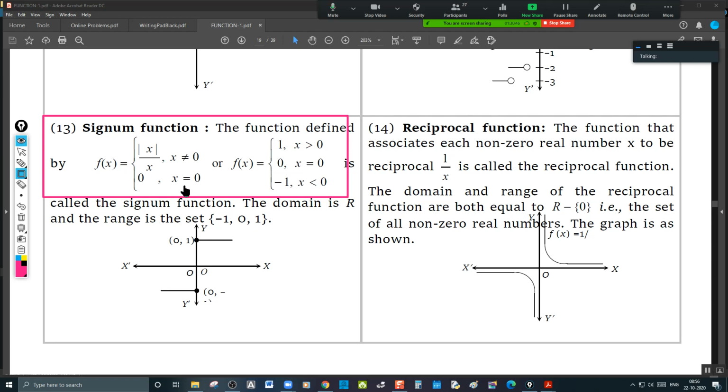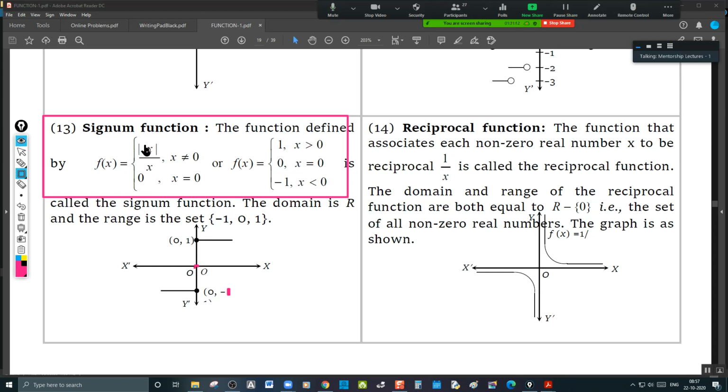You may be wondering how mod x by x becomes 0. But mod x by x should be a constant, and it is defined to be 0 at x equal to 0, and hence it takes this point. For all the positive values of x, it takes 1. For all the negative values of x, it takes -1. This is -1. Like this it is. Signum function.